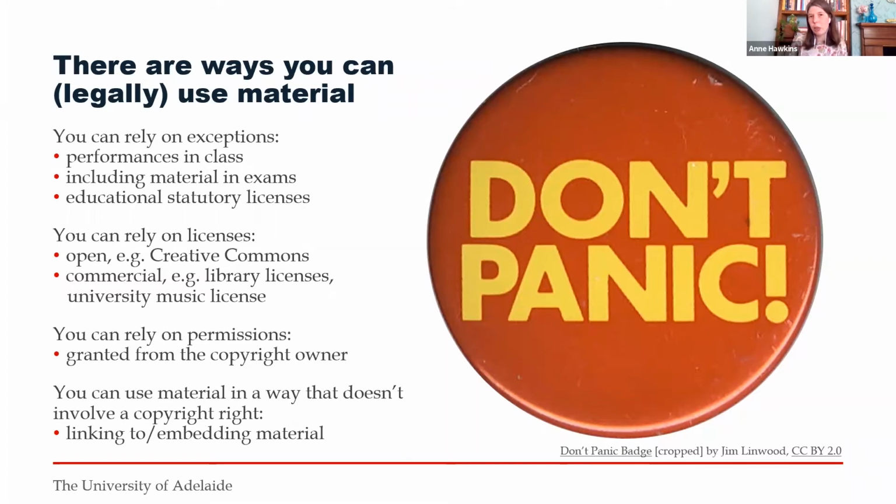And thirdly, if you can't rely on an exception or license, then you can ask for permission from the copyright owner. I'm not going to go into details about this today, but your success with asking permission can depend on the material you want to use. For example, if the copyright owner is a fellow academic, which you can contact, you're obviously more likely to have success than if you want to use some Hollywood movie.